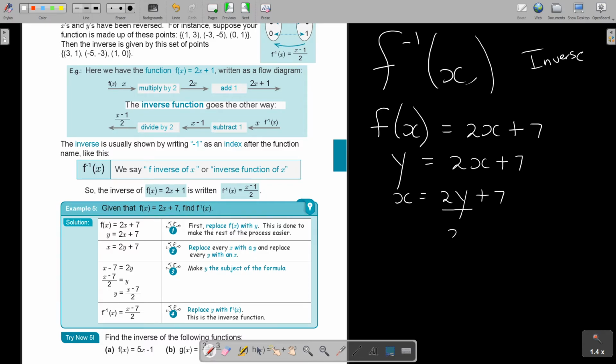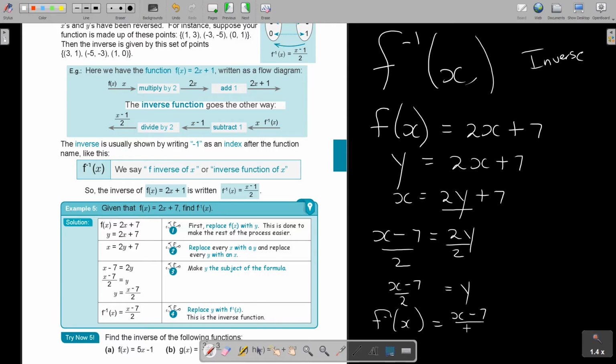And the third step, I make y the subject of the formula. So I leave it to y, and it's going to be x minus 7, and now I just divide by 2, and I will get that y is equal to (x minus 7) over 2. But they're going to penalize you if you don't do this: this new y must be f^-1(x). In the place of this new y, you must write f^-1(x). And it's (x minus 7) over 2. That's your answer. So that's your 3 steps.